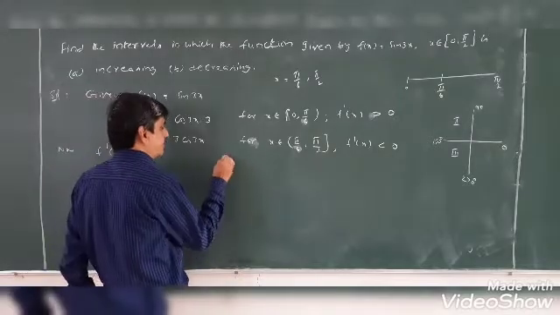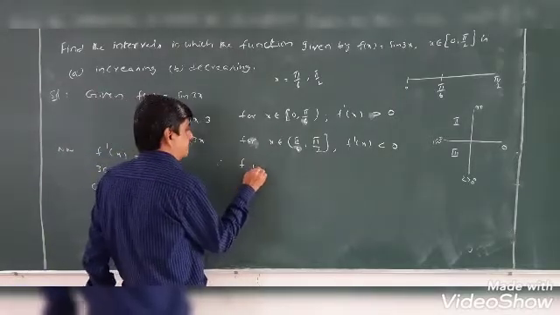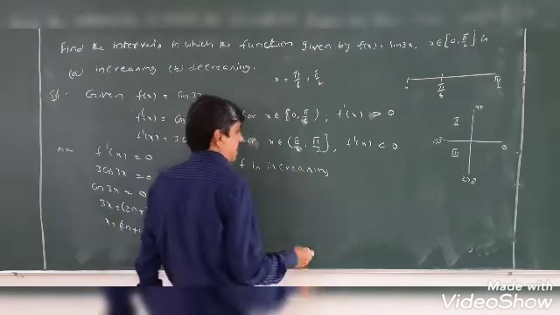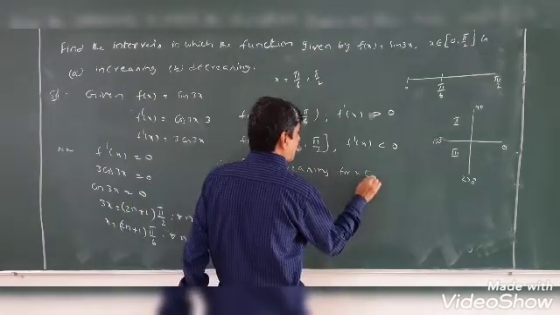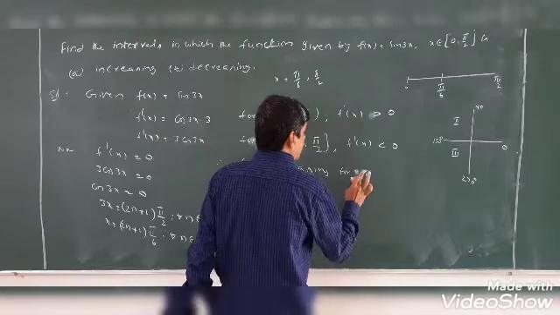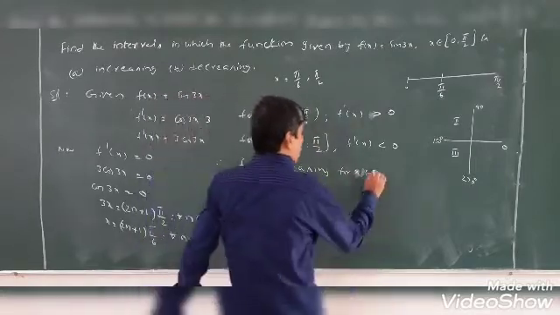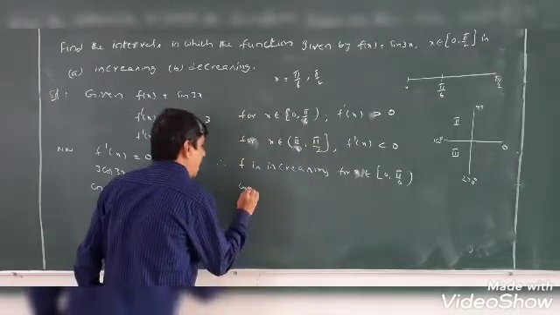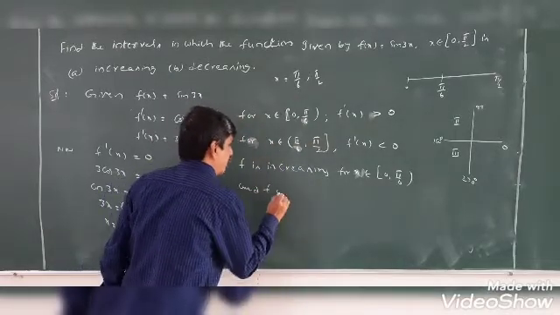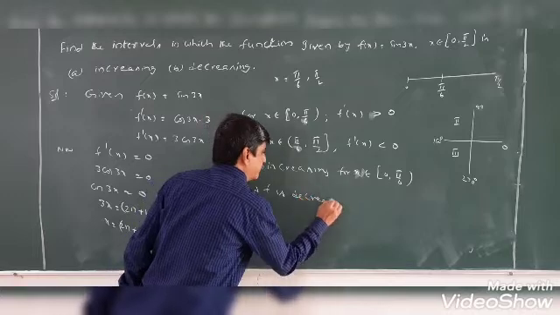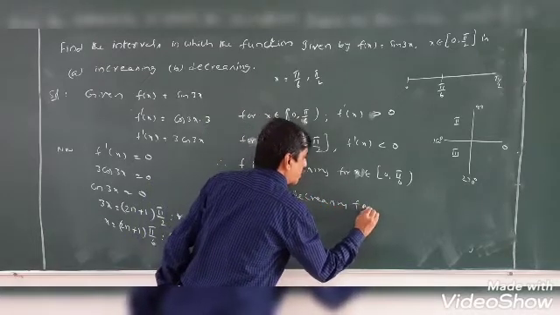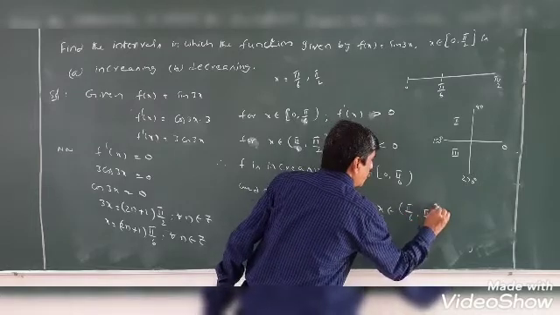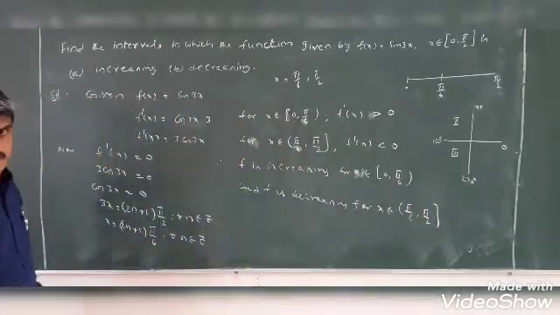So therefore, f is increasing for x belongs to the closed interval 0 to open interval pi by 6, and f is decreasing for x belongs to the open interval pi by 6 to closed interval pi by 2.